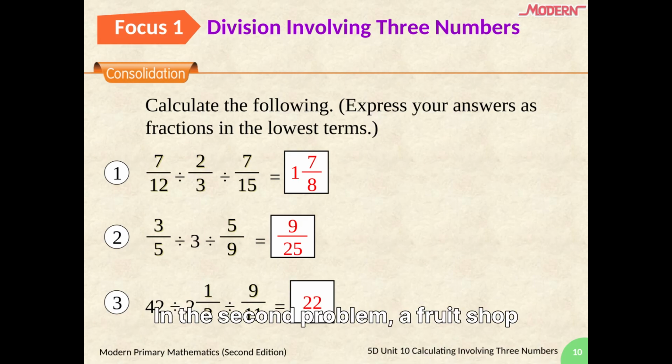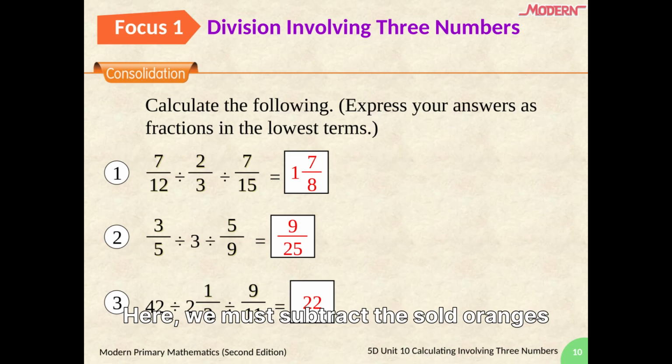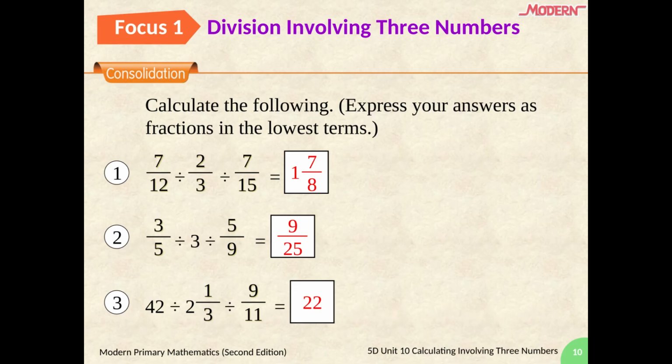In the second problem, a fruit shop is bagging oranges. We start with 482 oranges, sell 158, and then bag the rest in groups of 6. Here, we must subtract the sold oranges first, then divide by 6. This gives us 54 bags.